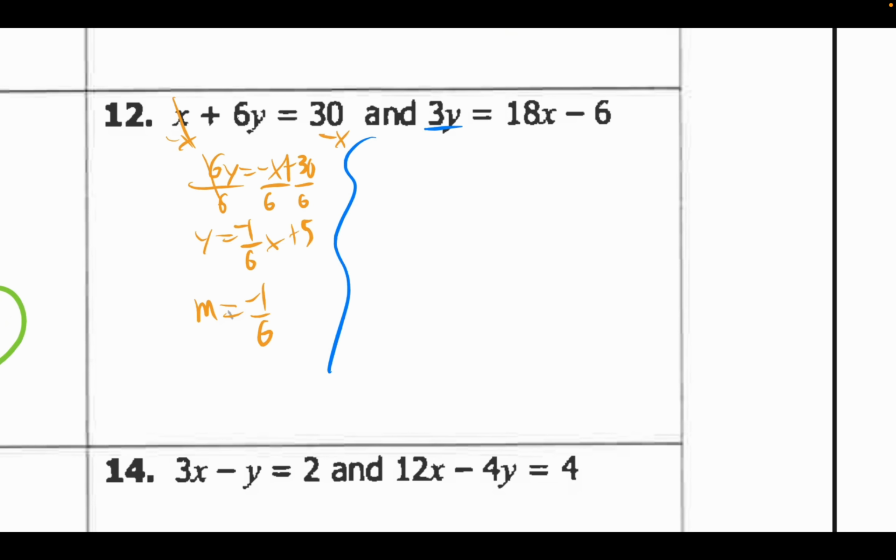So for my other one, I divide everything by 3 to get y by itself, because y is being multiplied, and I get y equals 6x minus 1, meaning my slope is 6, or 6 over 1. Remembering that 6 is really the same thing as 6 over 1 helps us identify that they are opposite signs and reciprocals, so these are perpendicular.